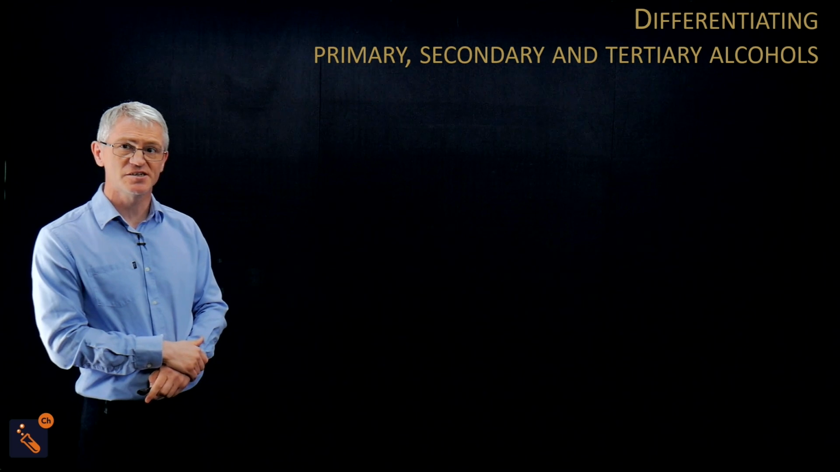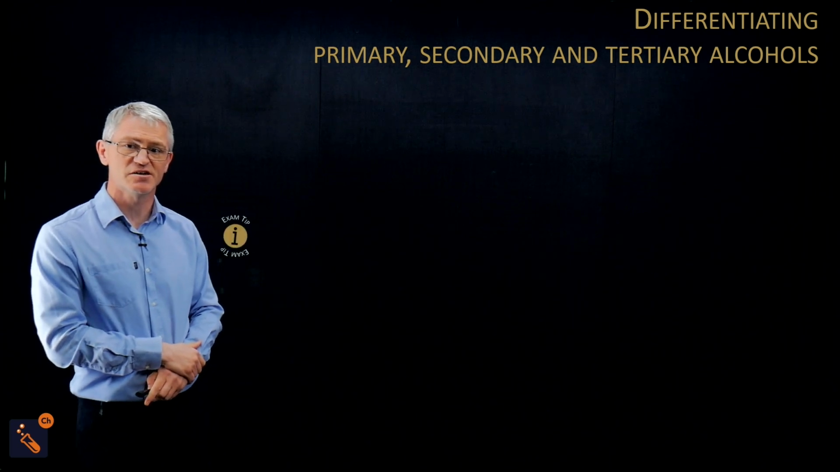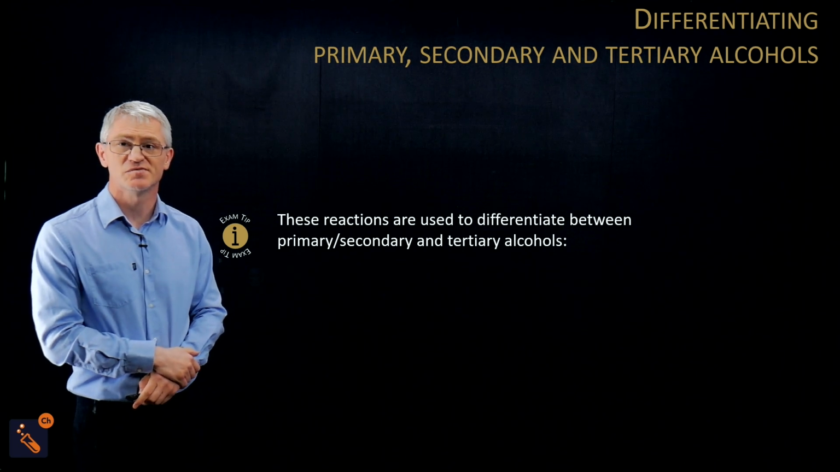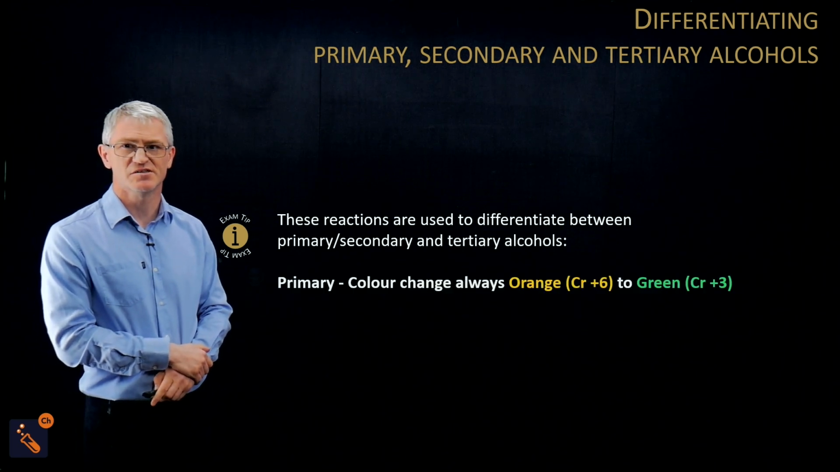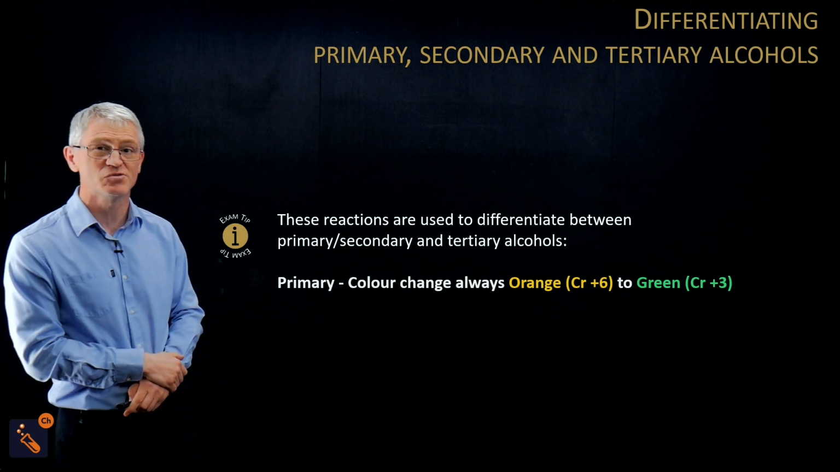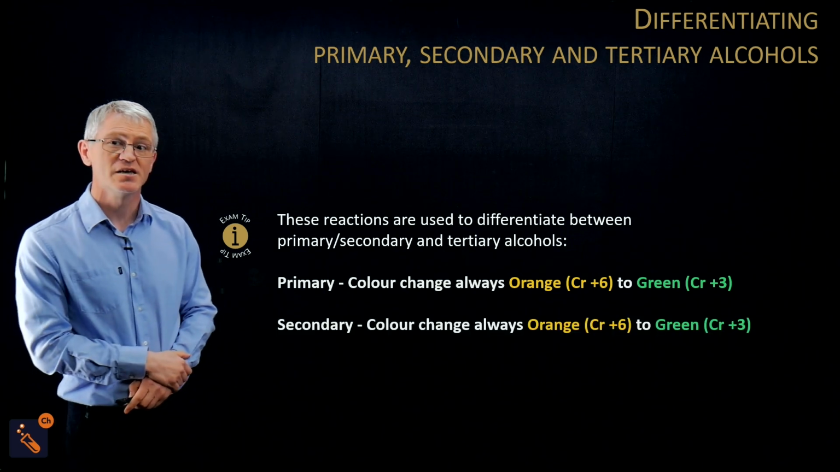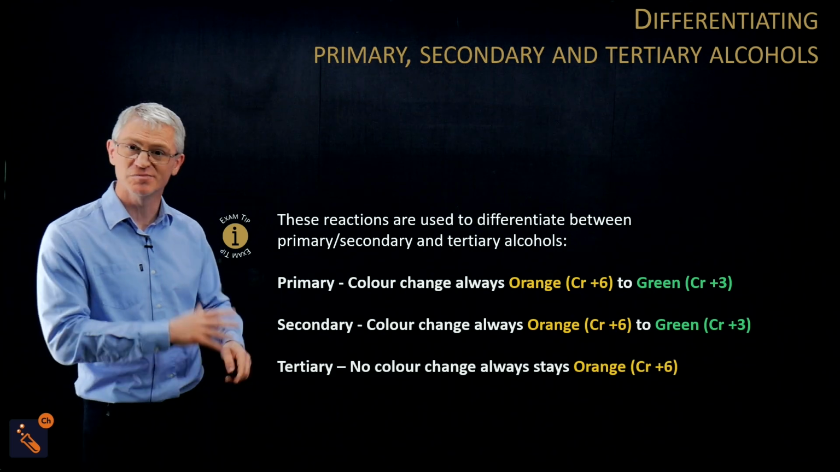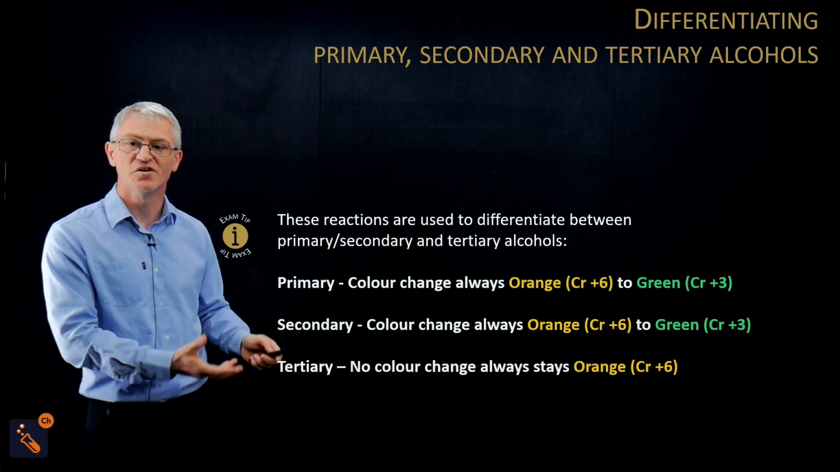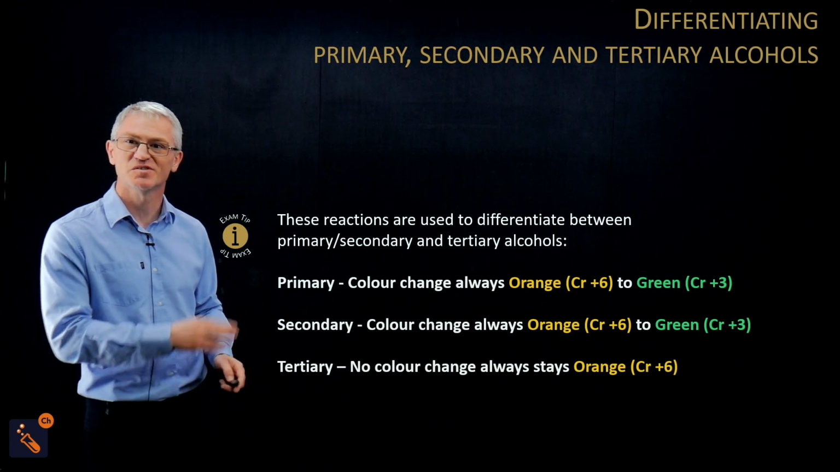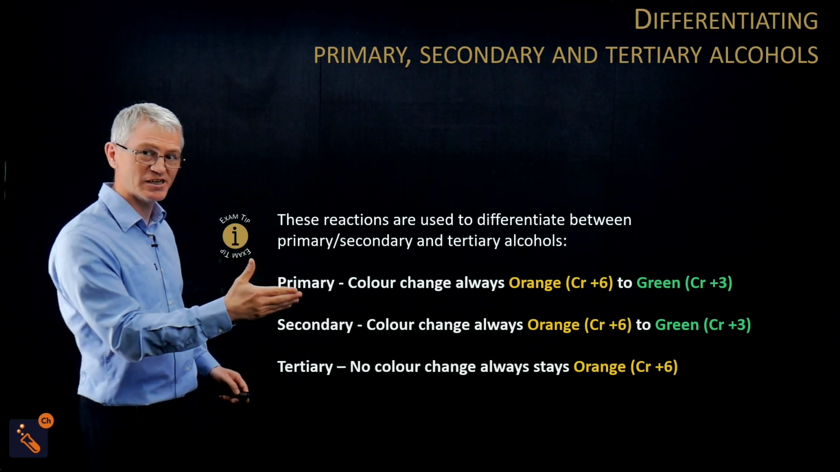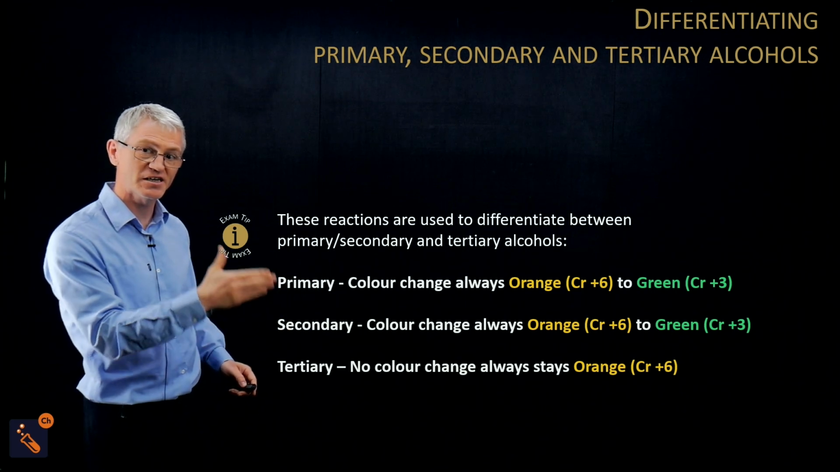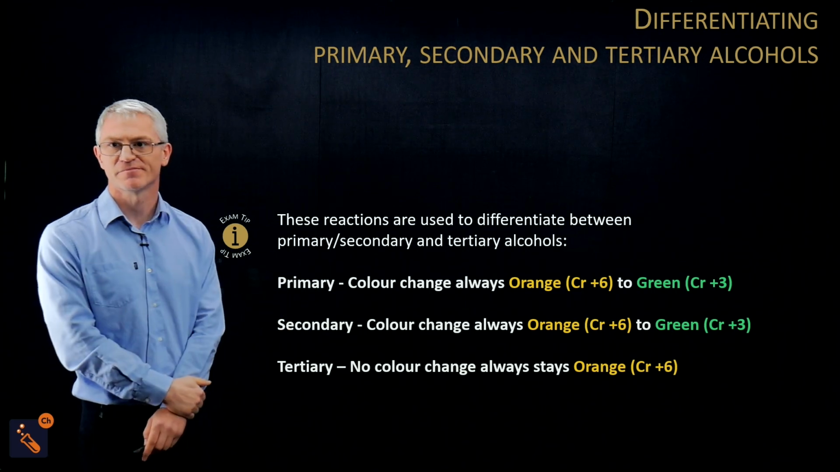Now, differentiating primary, secondary and tertiary alcohols. You can do that by using the reaction we've just done to try and differentiate them. So let's have a look at this. Primary, the colour change will always be orange to green. Secondary, colour change will still be orange to green, but you can differentiate the tertiary because the colour change will not happen. So remember, especially later on, that these two are the same, but this one is different.